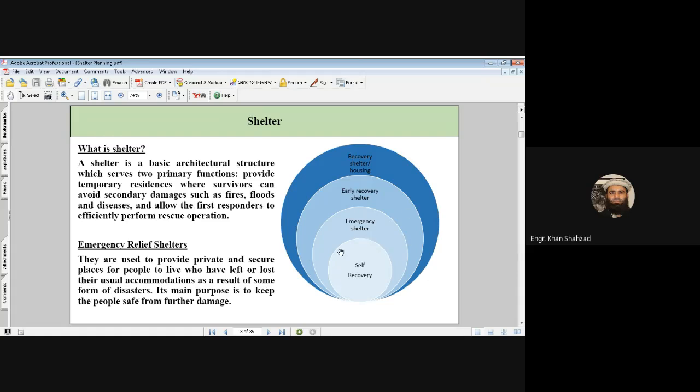So here you can see we have 1, 2, 3, and 4 circles starting from the same point. Uzair Khan, can you comment on this one? This is the smart circle. This is the self recovery.